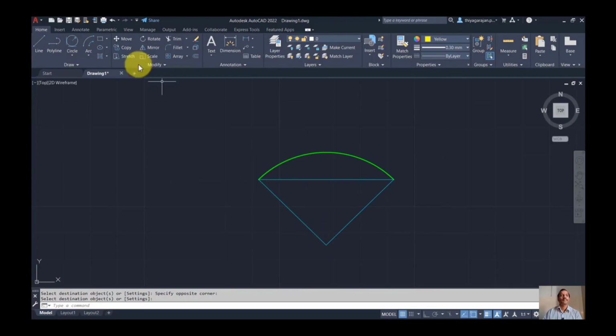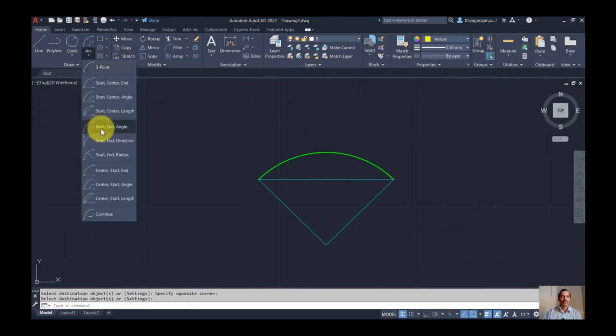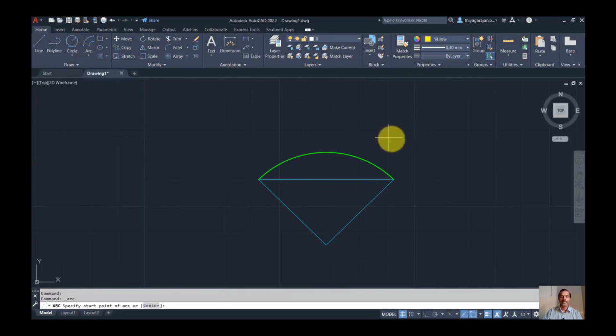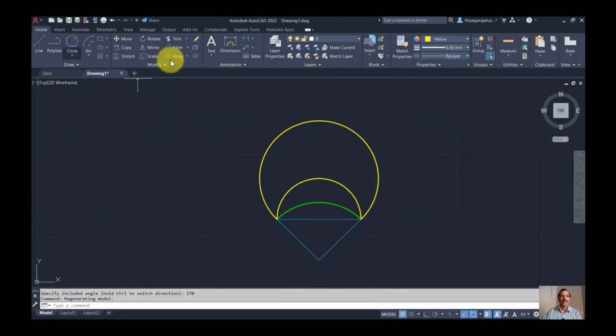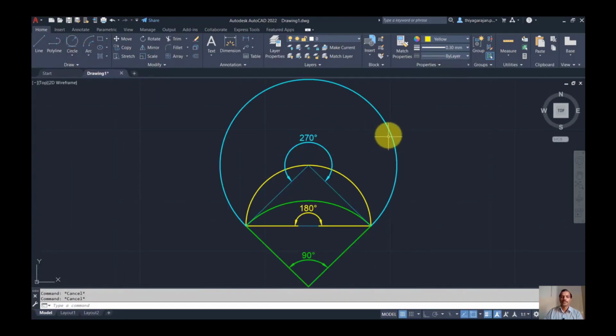Okay. Now let me try some more. Start end angle. Same start point, same end point. Now I'm going to give angle 180 degrees. Where is 180 degrees? Exactly the half circle is 180 degrees. Okay. Let me try some more. Same start point, same end point I'm giving. I'm going to give 270 degrees. Where is it, 270 degrees? So this is the 270 degree angle arc. This is the 180 degree arc. This is the 90 degree arc.